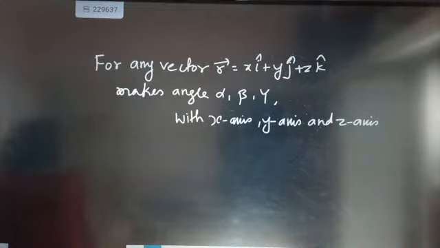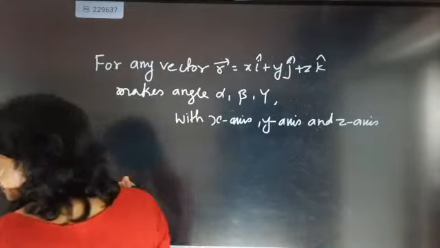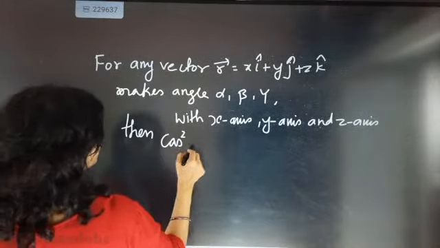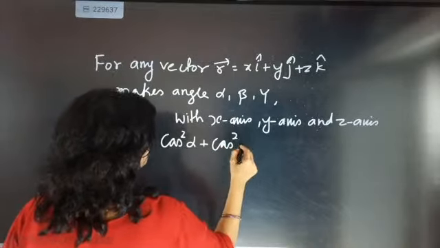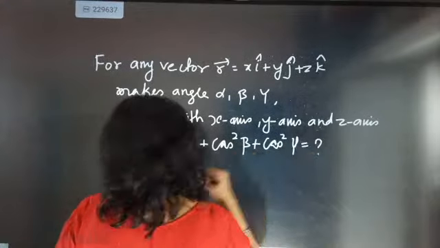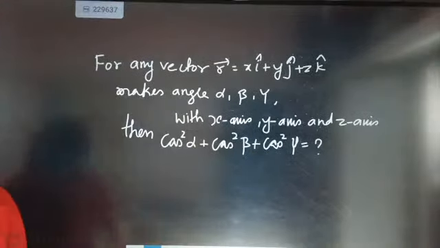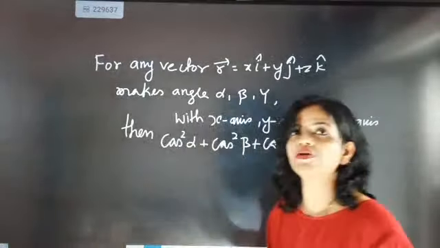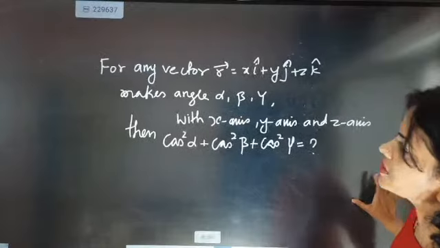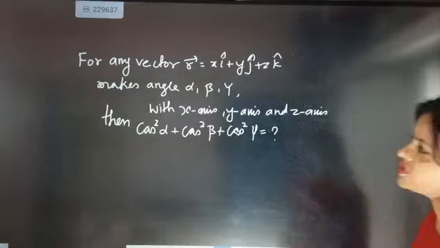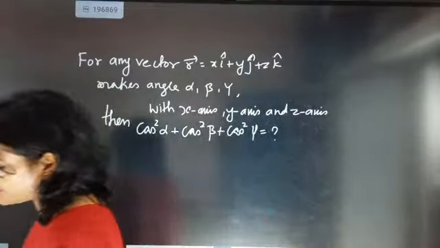then cos square alpha plus cos square beta plus cos square gamma will be equal to what? What will be the answer? For any vector r vector equal to xi plus yj plus zk that makes an angle with the axes. Right now itself we have done one small work and that work will be very much helpful for you.